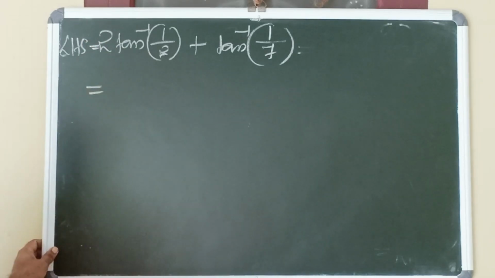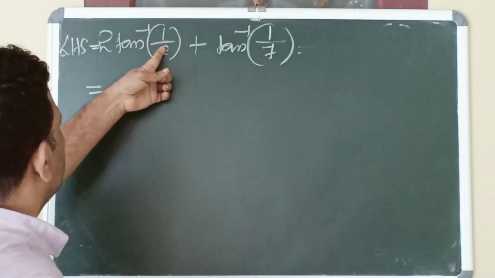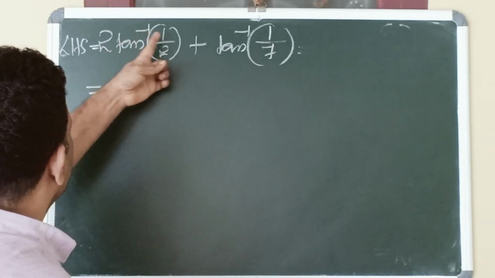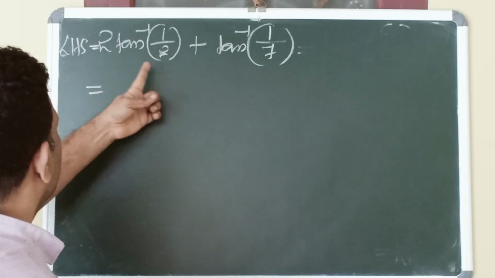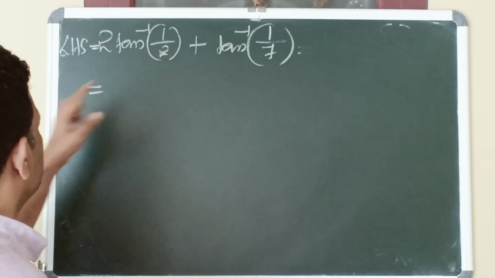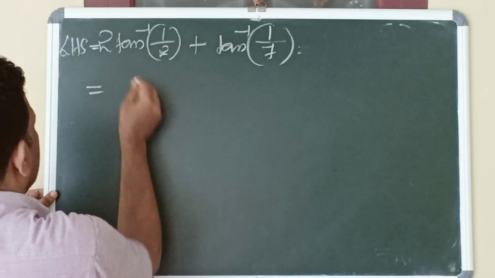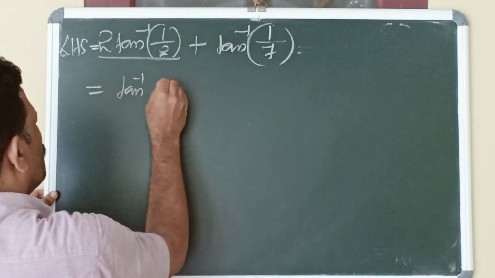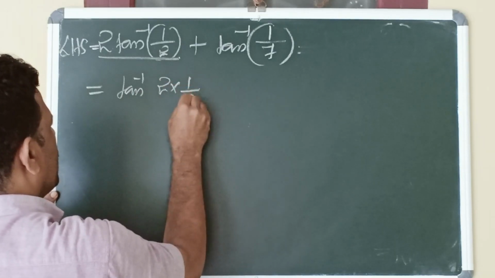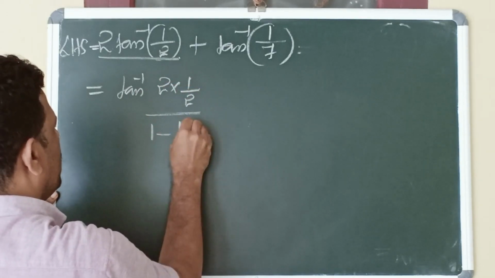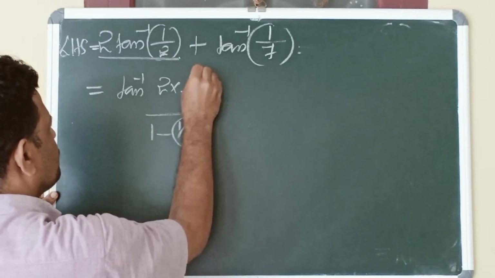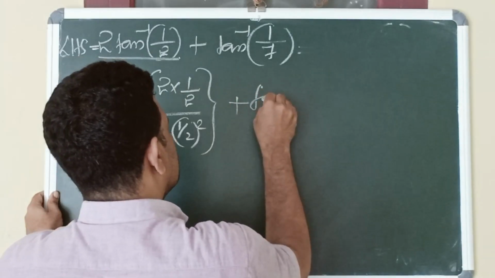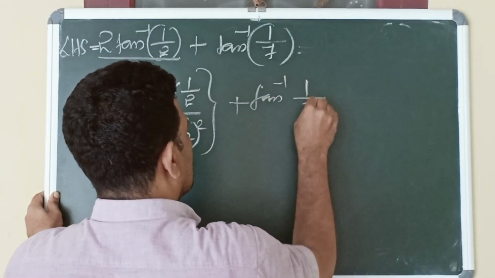That is equal to 2 tan inverse 1 by 2. Using property 6, we have 2 tan inverse x equal to tan inverse 2x by 1 minus x square. Therefore, using the 6th property, we can write it as tan inverse 2 into 1 by 2 divided by 1 minus 1 by 2 the whole square, plus tan inverse 1 by 7.